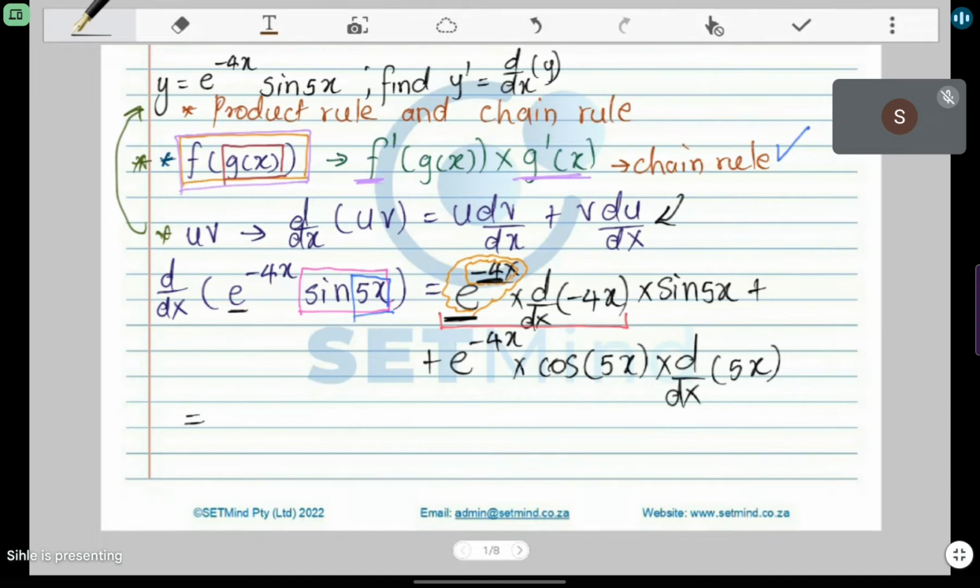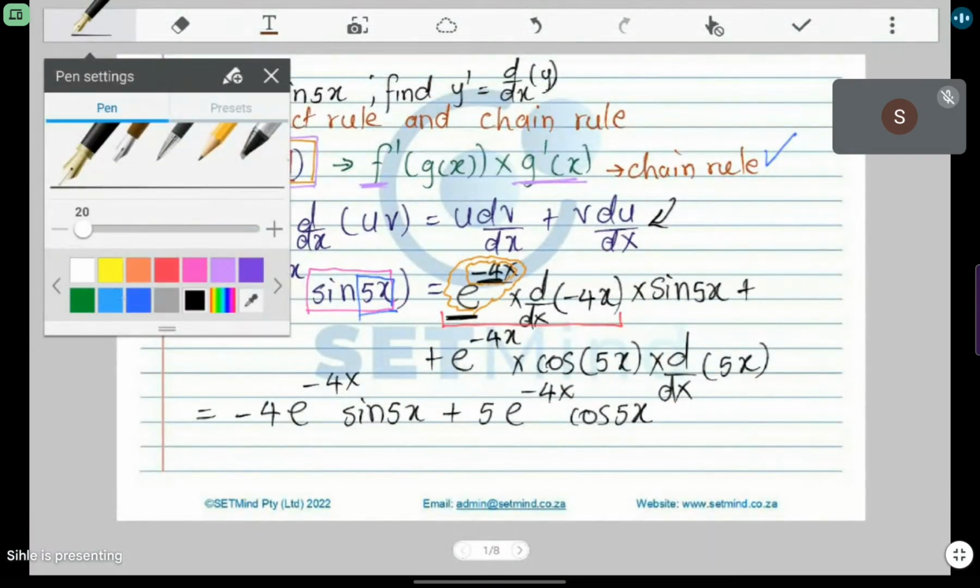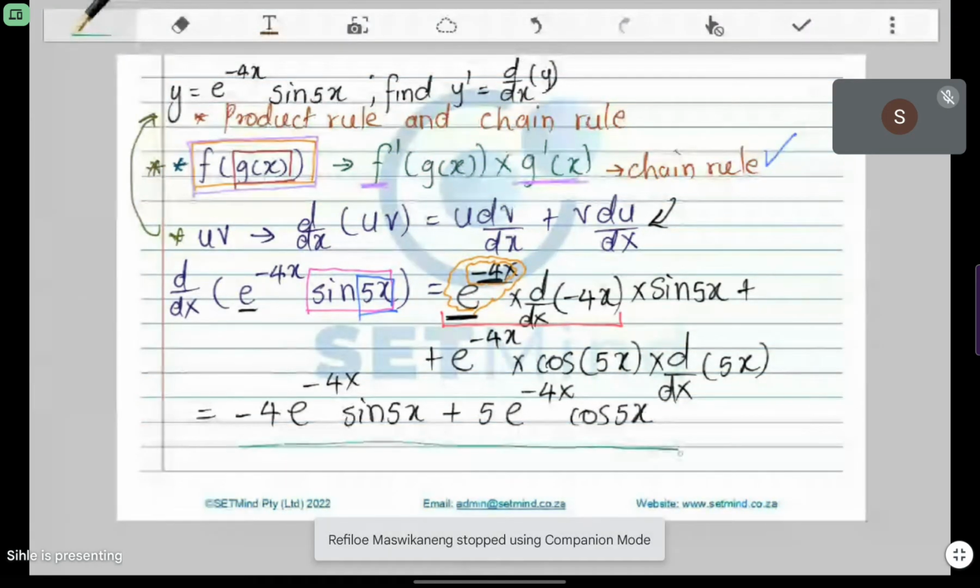So essentially our answer is minus 4 e to the minus 4x sine 5x plus 5e to the minus 4x cos 5x. So this is the answer they were expecting from us. Is there anyone who has a question?